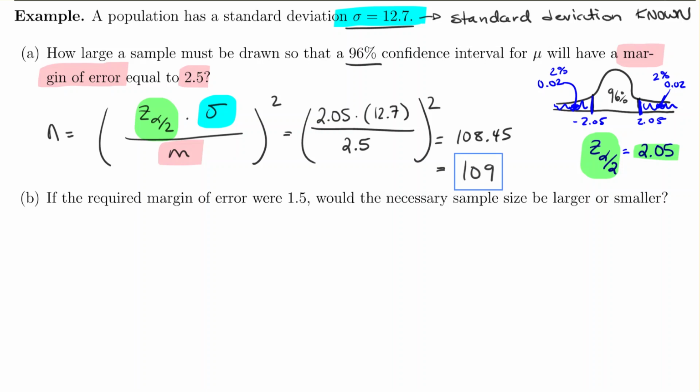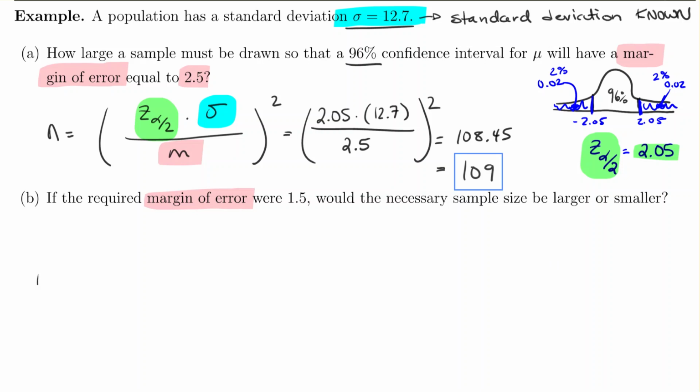So this is 109. It said if the required margin of error were 1.5, so if we changed our margin of error in, would the sample size be larger or smaller? Now in our section video, we talked about how you can kind of think through this, but if you're not super comfortable with that, just redo the calculation and make your conclusion.